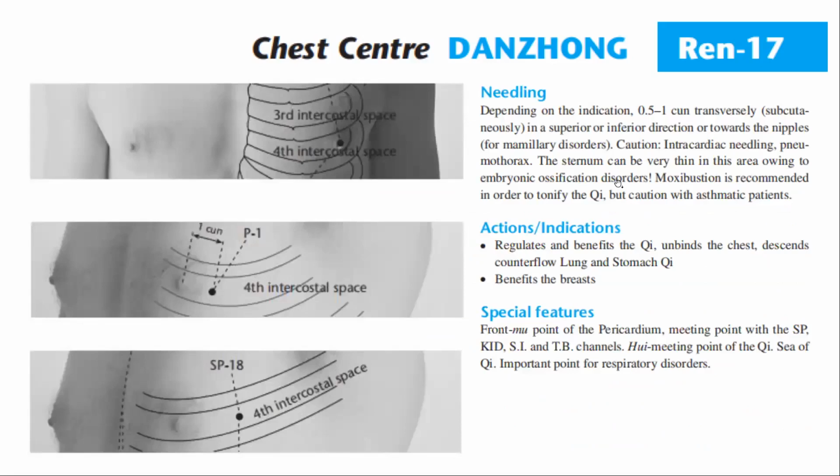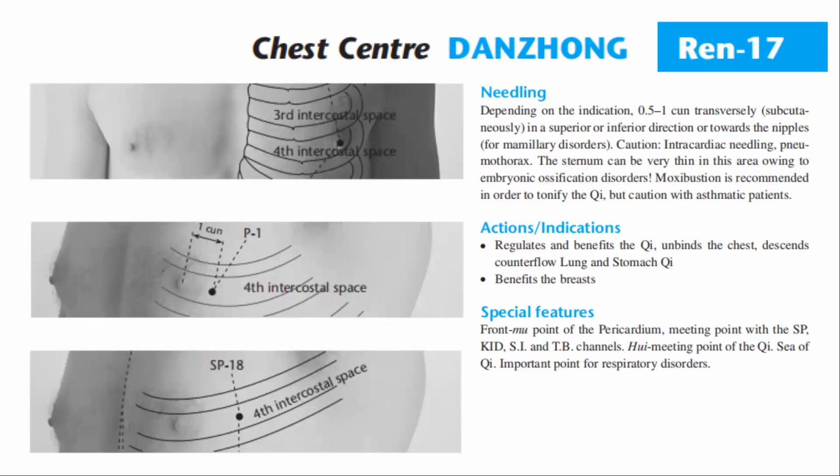Needling, depending on the indication, 0.5 to 1 cun transversely, subcutaneously in a superior or inferior direction or towards the nipple for mammillary disorders. Caution: intracardiac needling, pneumothorax. The sternum can be very thin in this area owing to embryonic ossification disorders. Moxibustion is recommended in order to tonify the qi, but caution with asthmatic patients.